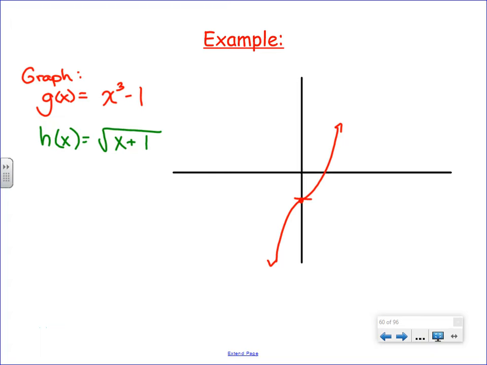But who was square root of x and what did he look like? It looked like the little swoopy swoop from the origin, right? So what am I going to do with him? Move him one to the left, and then I can have pretty much the exact same shape.